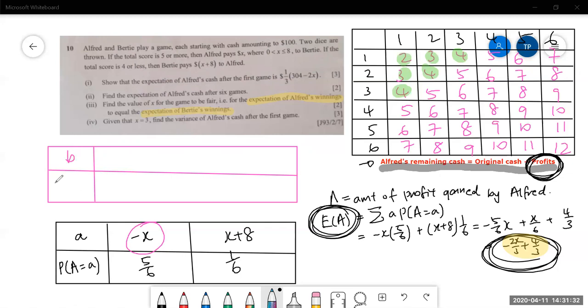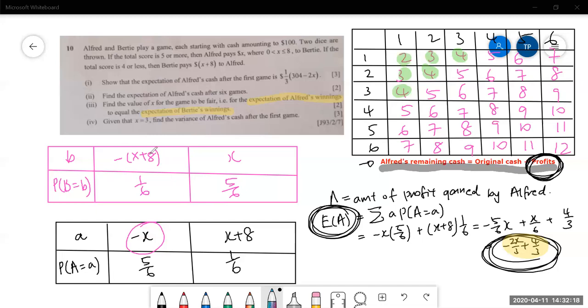So this will be small b, probability of big B equals to small b. And basically, Alfred wins, she loses. And if Alfred loses, she wins. So from the standpoint of Bertie, it will be minus 8 plus x plus 8 and x. So probability of Bertie losing is still 1 over 6. Probability of Bertie winning is 5 over 6. So from here, you should be able to find the answer.